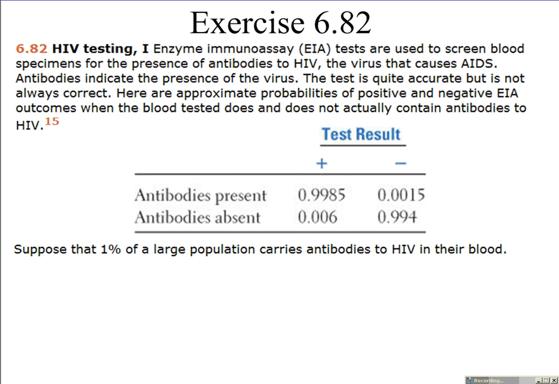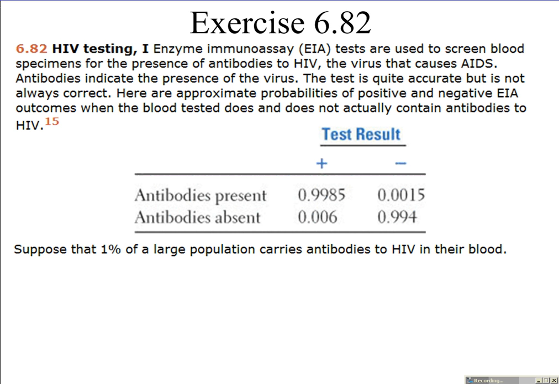So the antibodies are either present or the antibodies are not present. And then we have our column variable, the test result. 99.85% of the tests come back positive when the antibody is present. 0.006% of the tests still come back positive even though the antibody is not present. A negative result happens in 0.0015 or 0.15% when the antibody actually is present. It comes back negative, which is correct 99.4% of the time if there is no antibody.